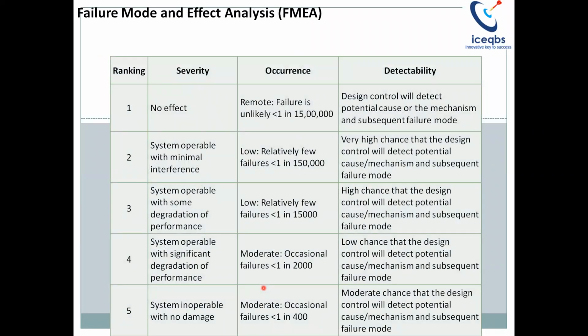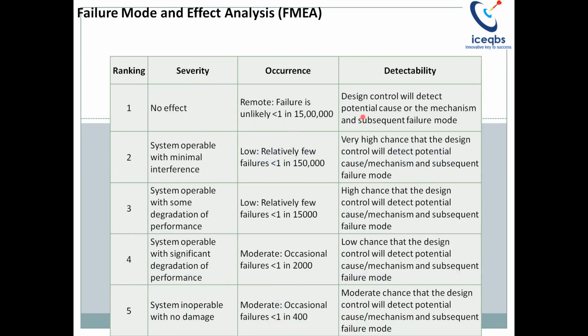How are we going to give the rating? So 1, 2, 3, 4, 5. For severity, you will give 1 if there is no effect. For occurrence, a remote failure is unlikely, maybe 1 in 1.5 million chances. That is the occurrence.